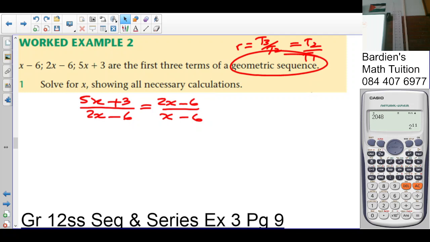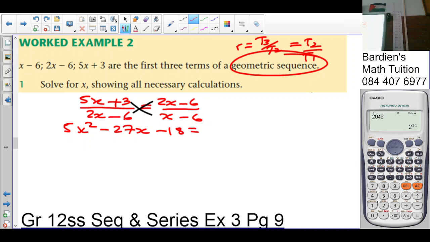So what can we do now? Solve for x. How do I solve for x? Cross multiply. So 5x plus 3 times x minus 6 is going to give you 5x squared minus 30x plus 3x is minus 27x, minus 18, is equal to 2x minus 6 squared. It's going to give you 4x squared minus 12x minus 12x is minus 24x plus 36.